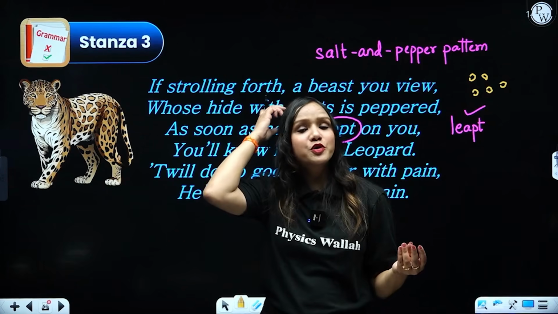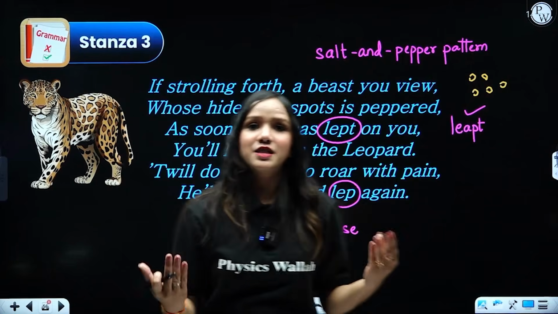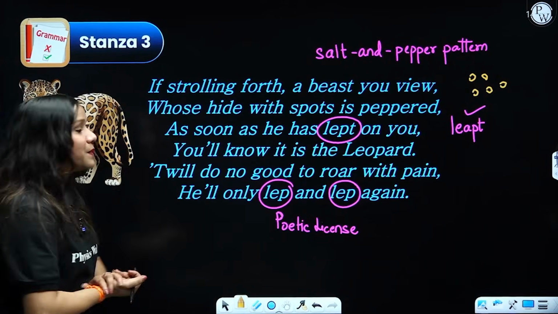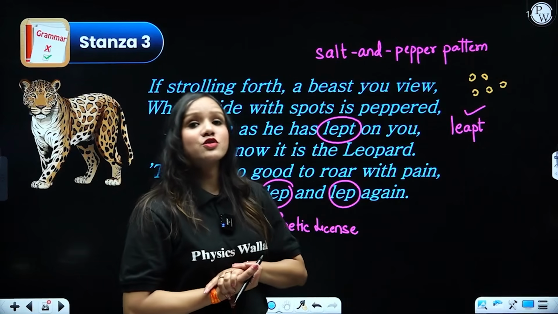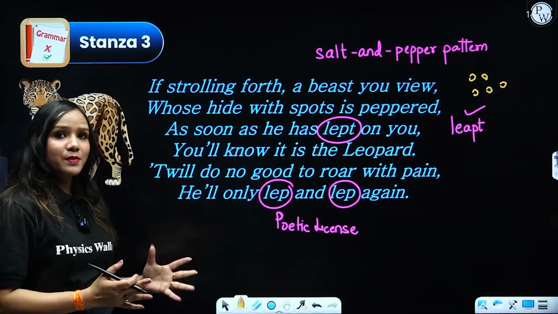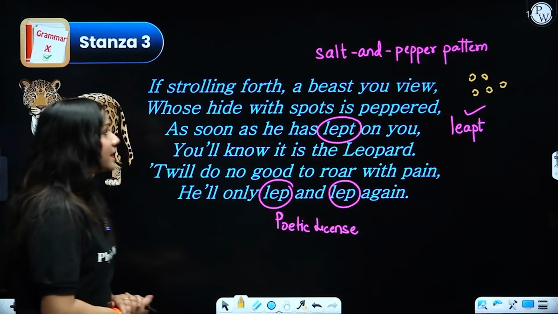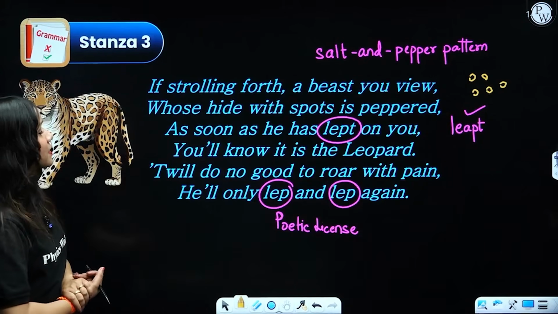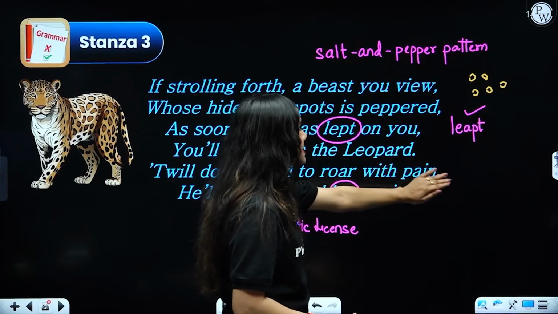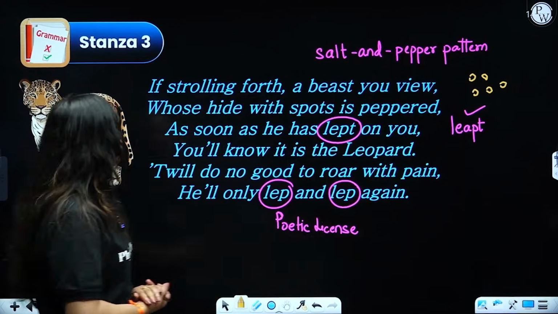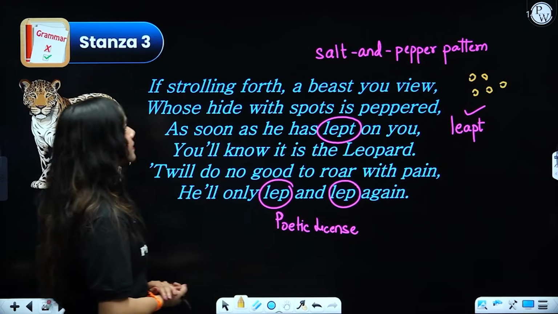So what the animal is going to do, he'll leap on you, he'll leap and leap again, it is not going to show any mercy to you, he'll simply eat you. He'll simply pounce on you, and even if you are dying with pain, it is not going to show you any mercy. So remember, if you come across any such wild beast, it's none other than the leopard, whose hide with spots is peppered. Now, if we talk about the rhyme scheme, A, B, A, B, C, C. I hope this is quite clear to all of you out there, right?